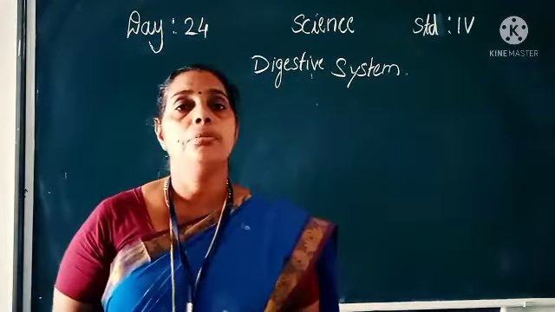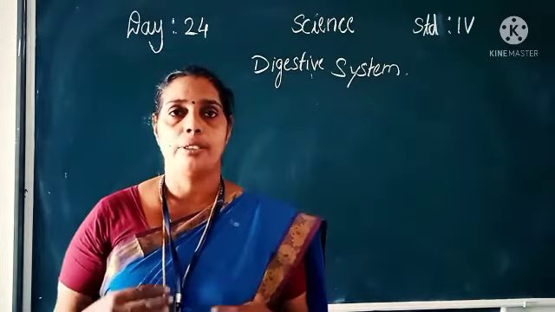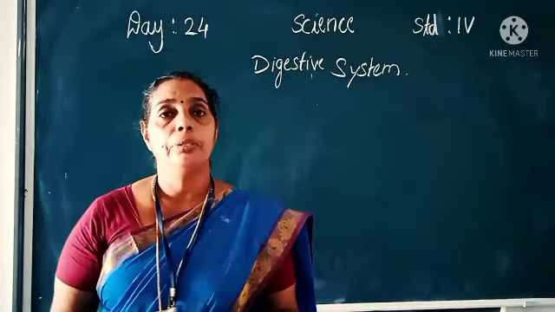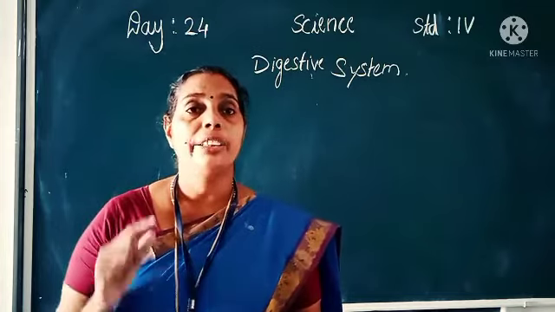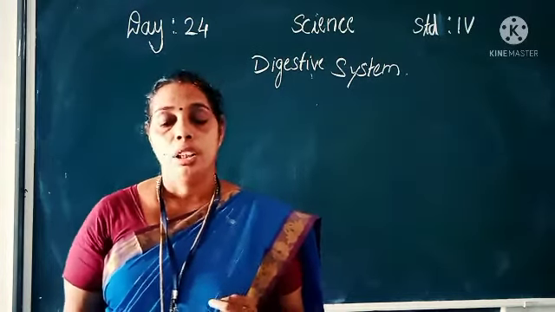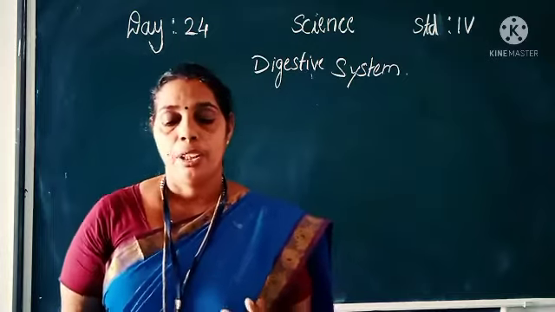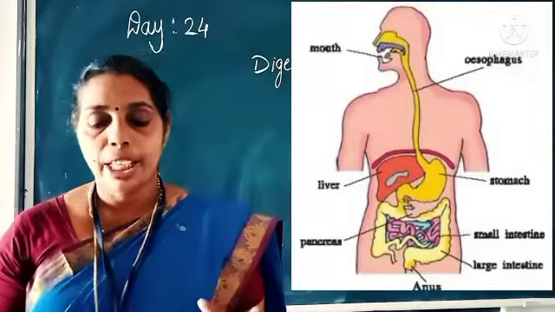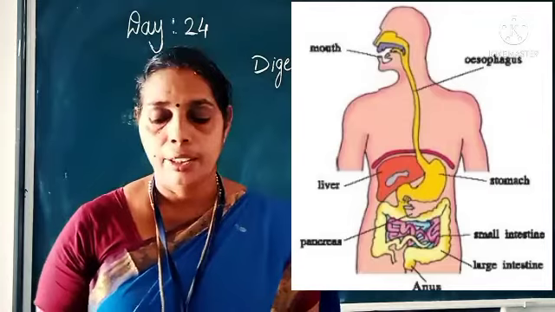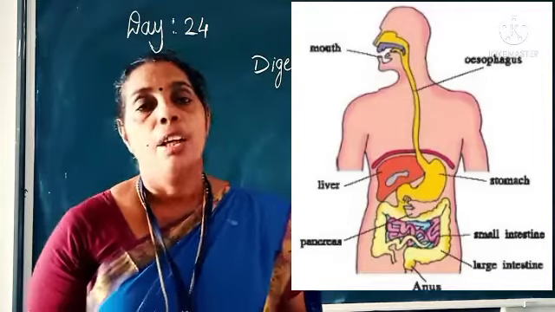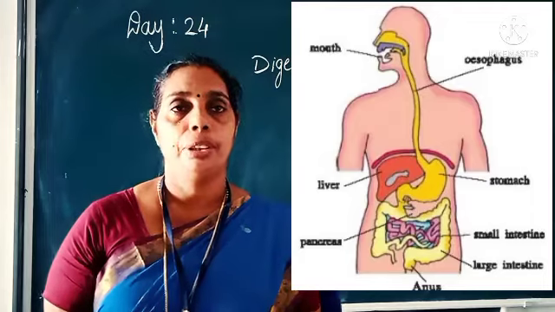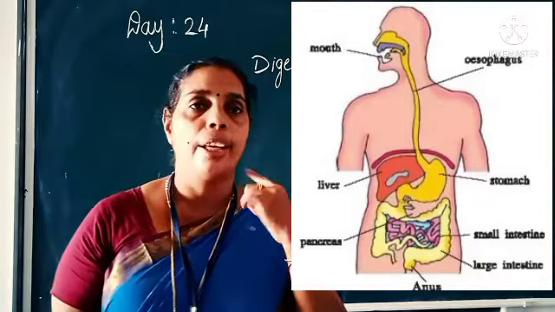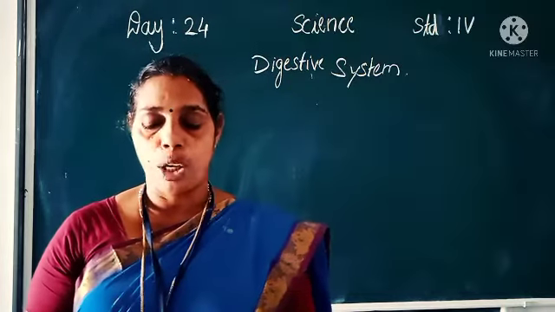This digestive system consists of many organs. Which are they? First, digestion starts with our mouth. Then food pipe, then stomach, liver, pancreas, small intestine, large intestine together make our digestive system. That means digestion starts from the mouth and ends at the large intestine.